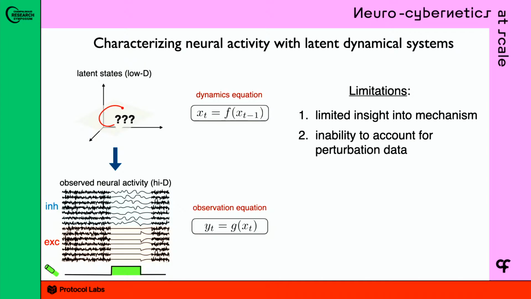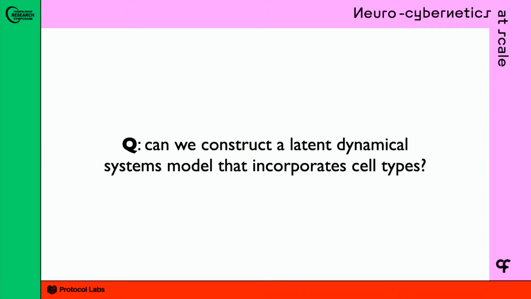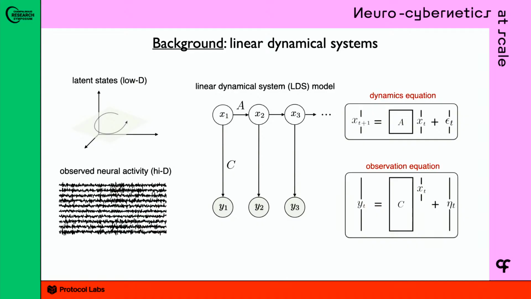Okay, so the general question that motivates the talk is, can we construct latent dynamical systems of the kind I showed you on the previous slide that take into account cell types? Okay, so let me start by giving you a little bit of background.